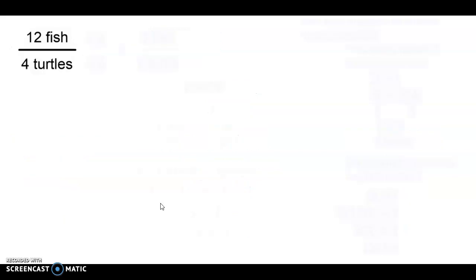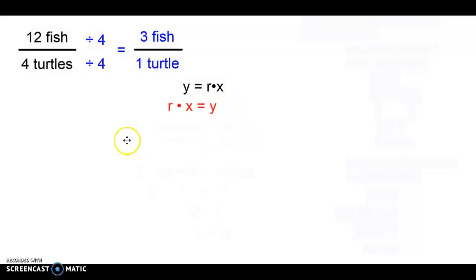Another problem, 12 fish to 4 turtles. First thing, find your unit rate. Divide the bottom by 4. Do the same thing to the top. Divide it by 4. You come up with 3 fish for every 1 turtle. Your formula, y equals r times x. Again, reversed. R times x is equal to y. And that's going to be your unit rate times the bottom units equals the top units.